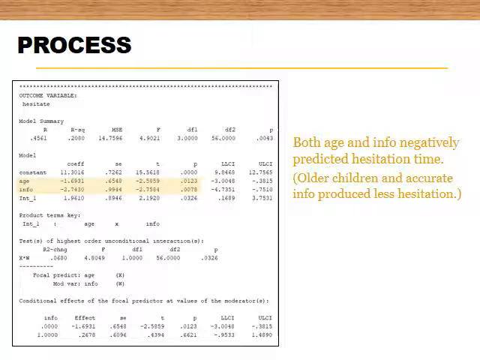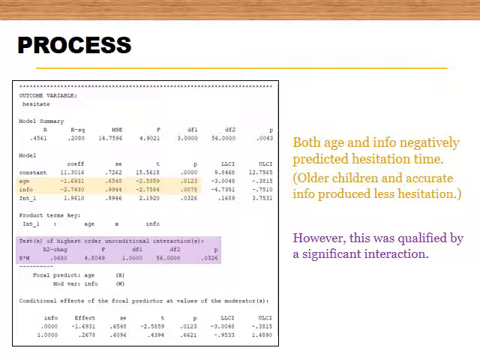Information was also a negative predictor. Now, if you know that information was coded as 0 equals inaccurate, and 1 equals accurate, what that would tell you is that children who were given accurate information were less hesitant. They were faster to leave with the stranger. Importantly, though, both of those significant effects were qualified by a significant interaction between age and information accuracy, as shown in the highlighted purple area, which is the equivalent of the F-change test that we saw previously.